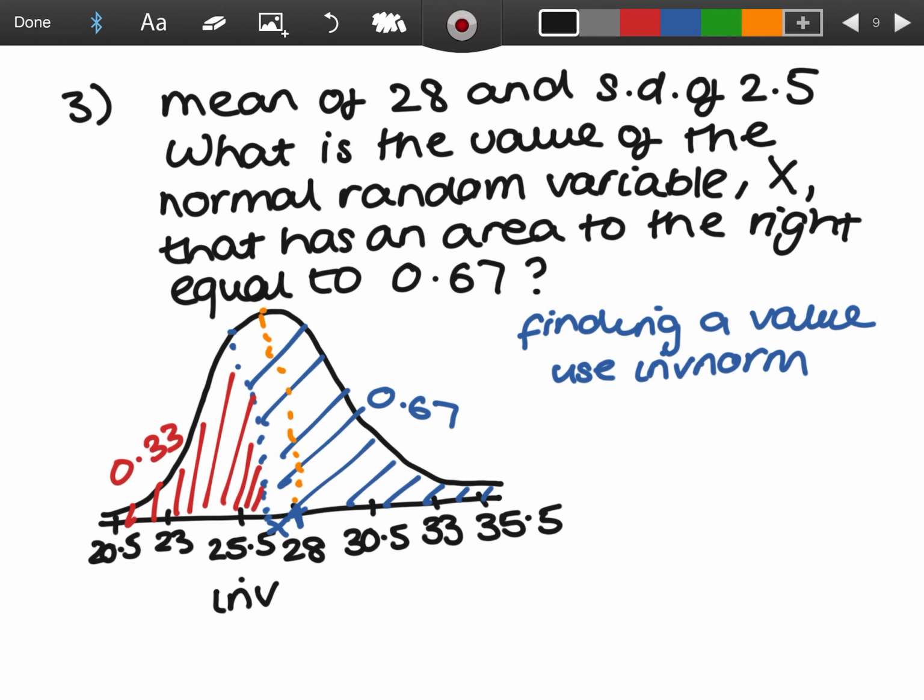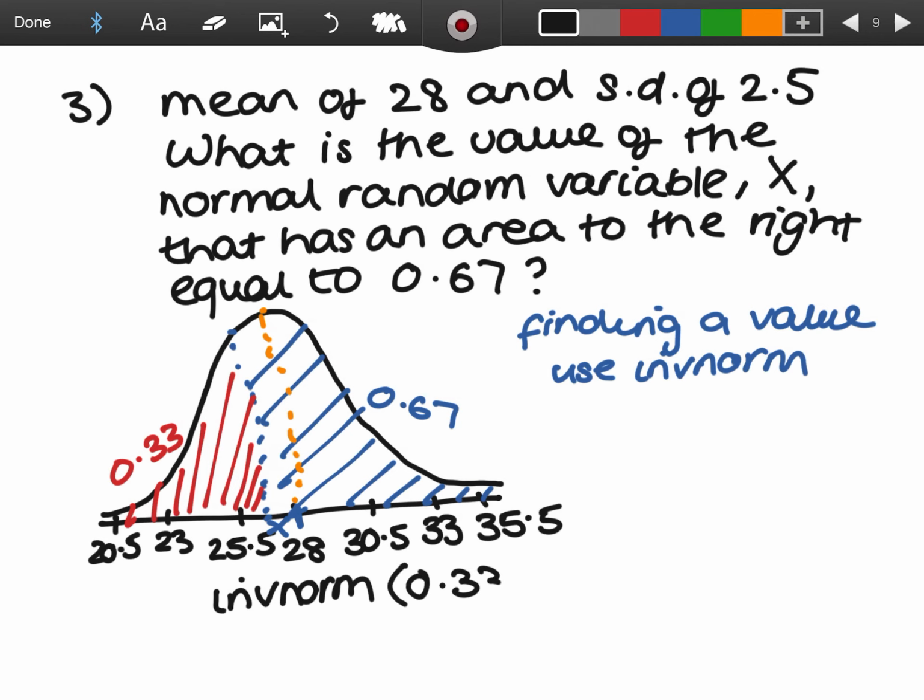So now I know that when I use inverse norm, I need the area, the mean, and the standard deviation. I don't need to do a z transformation in this case because I can just plug in my mean of 28 and my standard deviation of 2.5. I don't do a z transformation on an area. You only do z transformations on values.